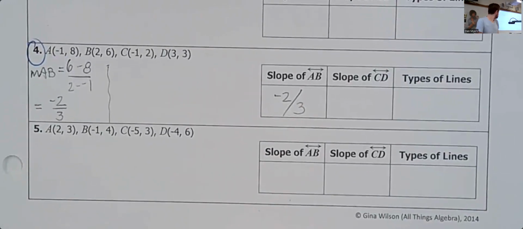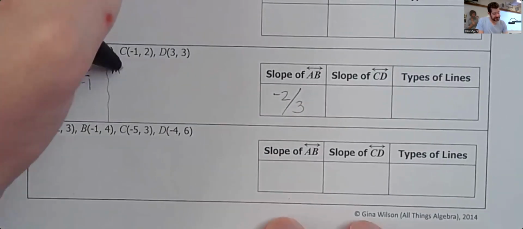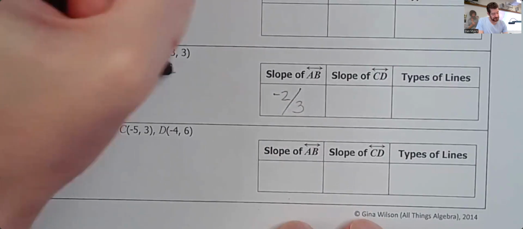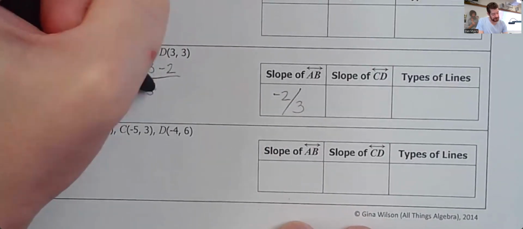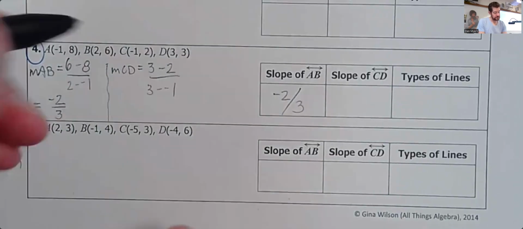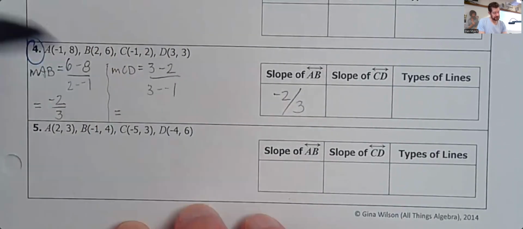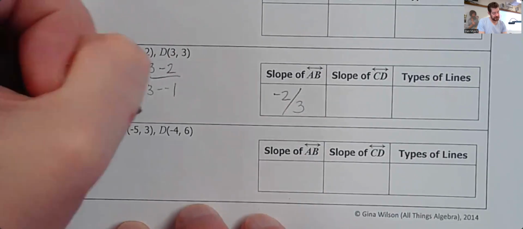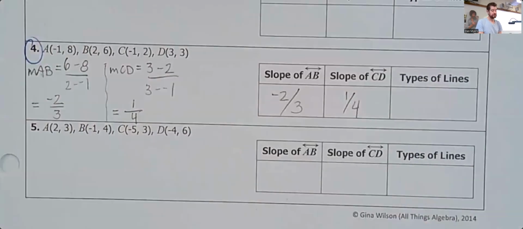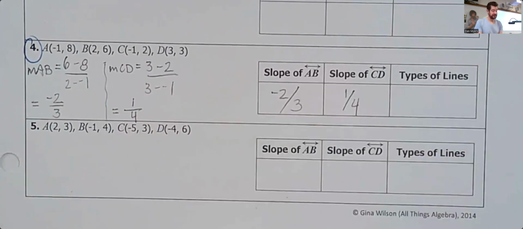For CD, slope of line CD, Y2 minus Y1, 3 minus 2 over X2 minus X1, 3 minus -1. 3 minus 2 is 1. 3 minus -1 is 4. Neither. Yeah, I think that one's pretty obviously neither because the numbers are completely different.